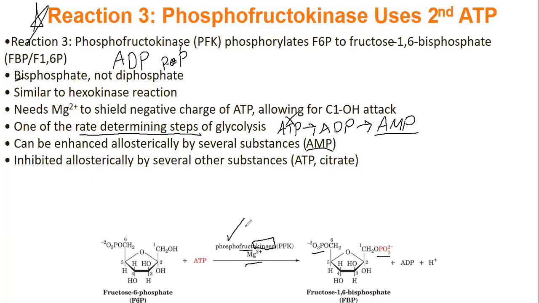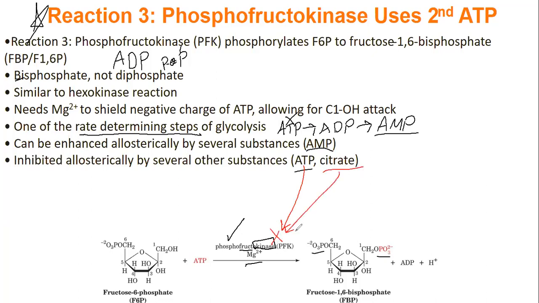While it'll be inhibited by ATP, this is the opposite logic of AMP. If you have a lot of ATP inside the cell, that means you have a lot of energy. Therefore, don't waste glucose by breaking it down. You already have a lot of energy. So ATP will turn off PFK.